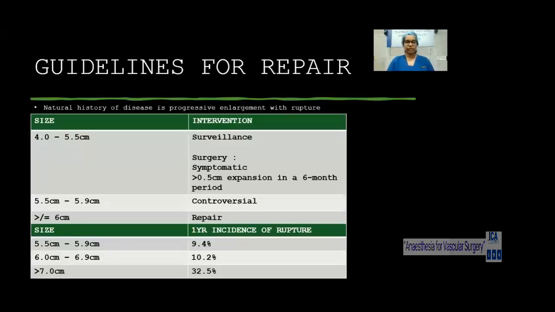The guidelines for repair from the American Heart Association say that for an aortic aneurysm of size 4 centimeters to 5.5 centimeters, surveillance has to be done. Surgery is indicated in this group of patients if they become symptomatic or if, in a 6 month period, there is an expansion of the aneurysm of more than 0.5 centimeters. In the group of patients with 5.5 to 5.9 centimeter aortic aneurysms, there's a controversy, but because the 1 year incidence of rupture in this group is similar to the post-op mortality, surgery is indicated in all of these patients.